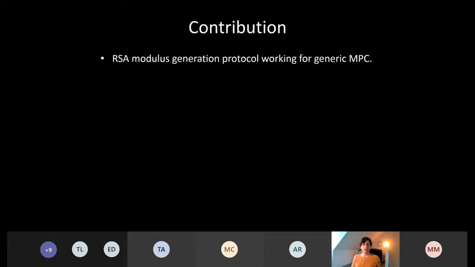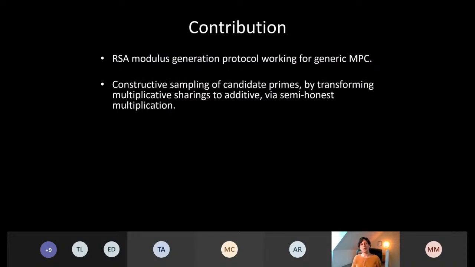First of all, our protocol works with generic MPC, so we can instantiate it with any MPC technology that's based on linear secret sharing. Then we have this distributed sieving or constructive sampling phase, and we sample first multiplicative sharings, then we perform a multiplication to transform them to additive sharings. This multiplication allows additive errors, but this happens in a way that does not degrade the overall security of the protocol. So essentially, we increase efficiency in that step without losing the overall active security of the protocol.